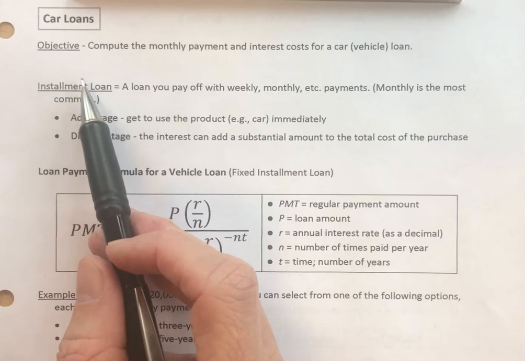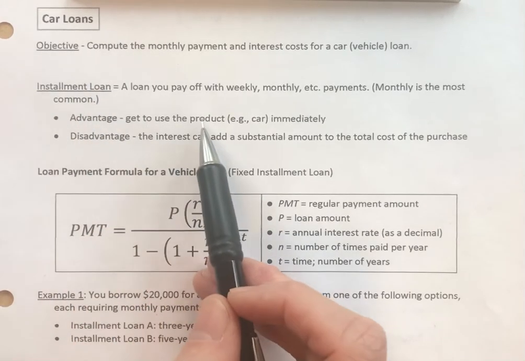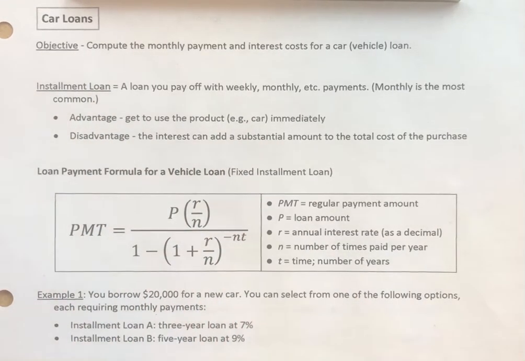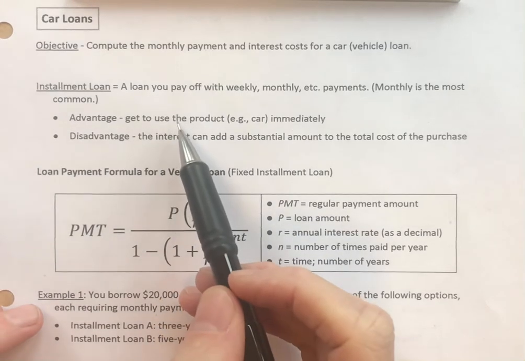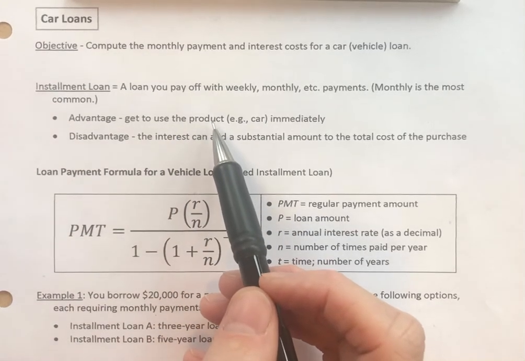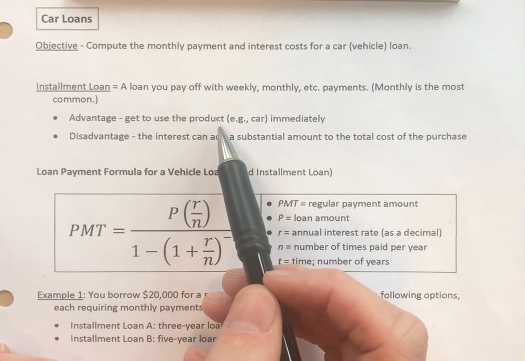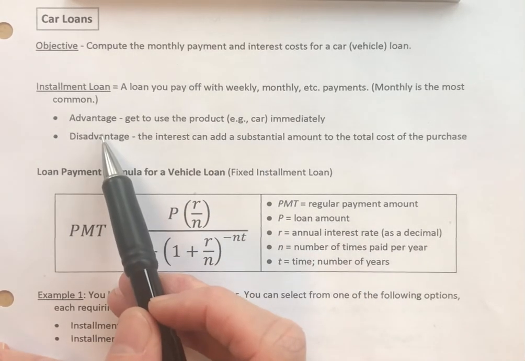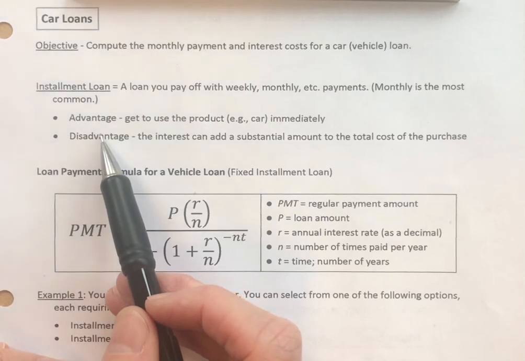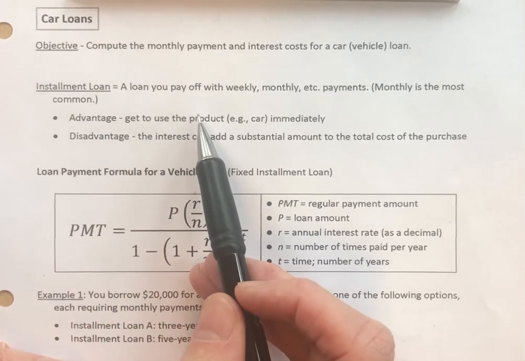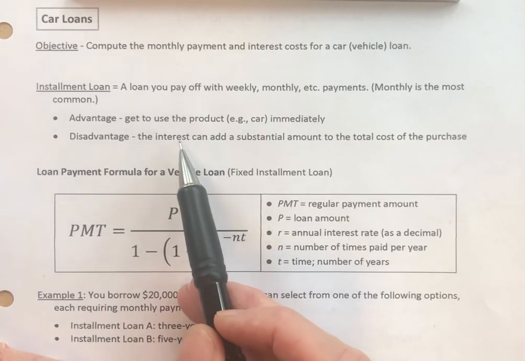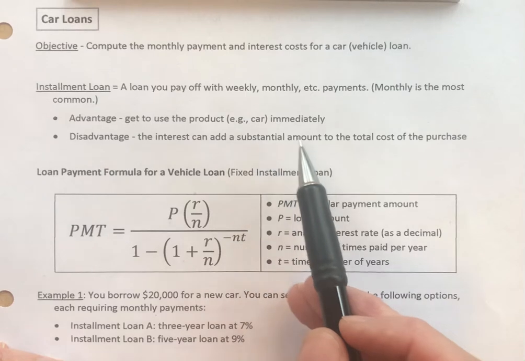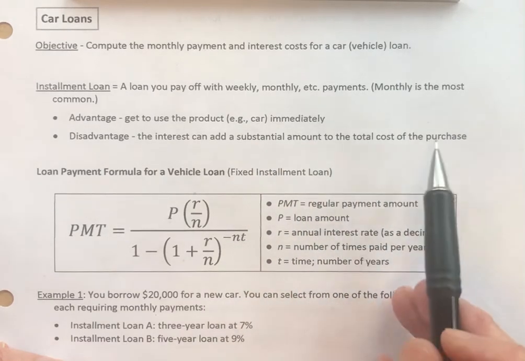What are the advantages to an installment loan? Well, you get to use the product, in this case the car, immediately. You don't have enough money, so you take out an installment loan and you can purchase the car right now and then pay off the loan over time. Of course, there's also a disadvantage to that. Because you're borrowing money, you have to pay a fee to borrow that money. That fee is called interest, and the interest can add a substantial amount to the total cost of the purchase.